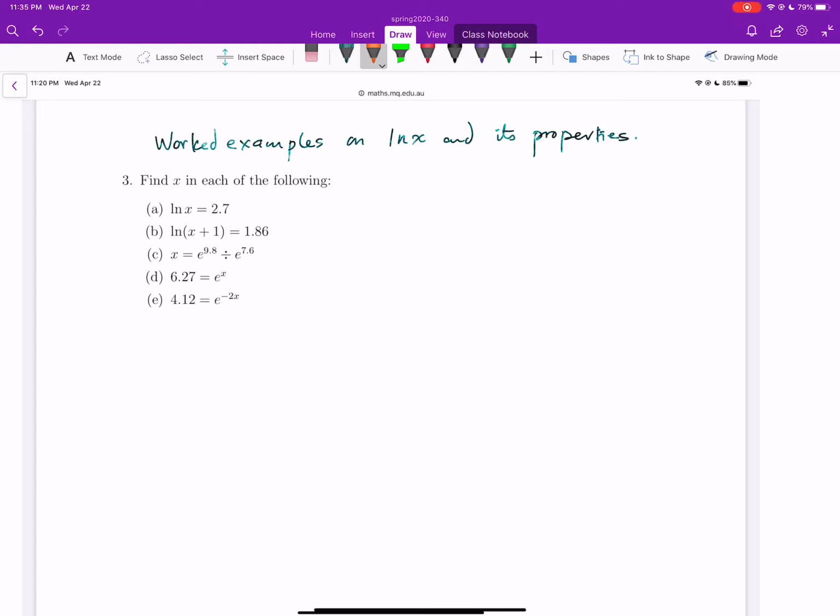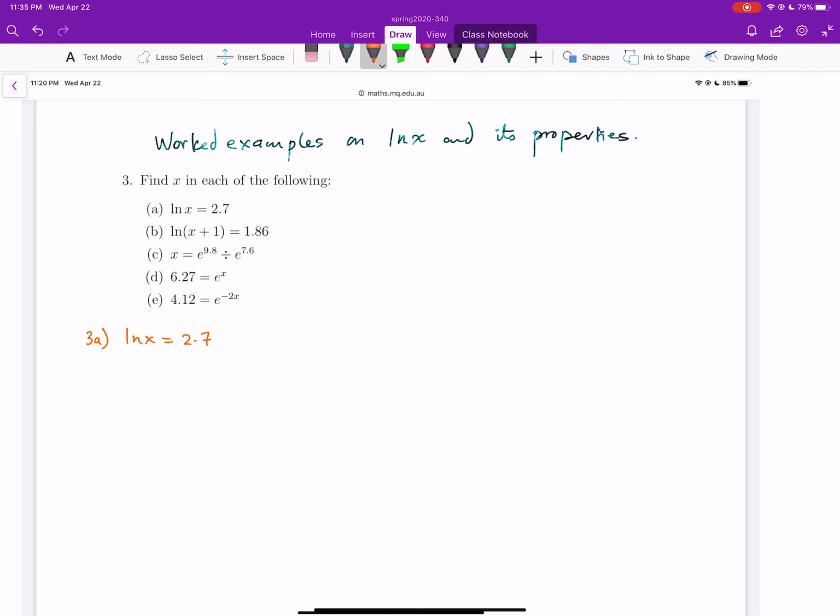Hello, class. Today, I just want to try and solve some examples on how we utilize natural log and its properties to solve simple problems. So, let's look at the very first question. The very first question is ln x is equal to 2.7. So, this is my thought process.